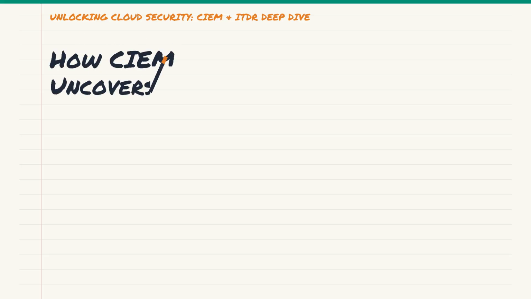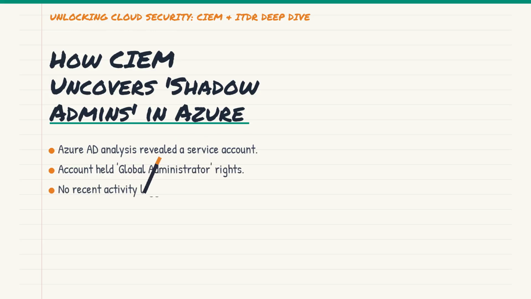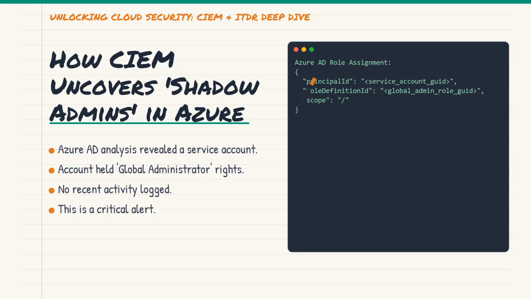Let's walk through a real-world scenario. Imagine a security analyst at a growing tech company using a SIEM tool. They're running a report on their Azure AD environment and bam. The tool flags an account, let's call it SVC-reporting-01. This isn't a regular user account, it's a service account, but it's been granted global administrator privileges. Worse, the SIEM tool shows no recent activity or monitoring logs for this account. It's a classic shadow admin situation.